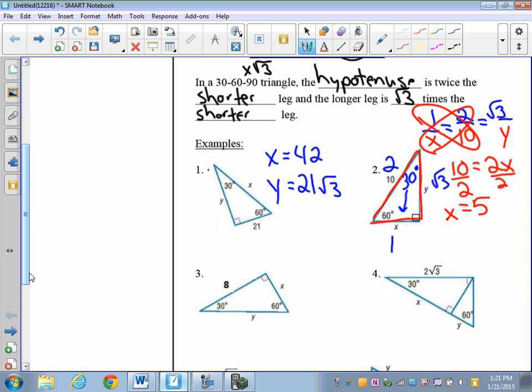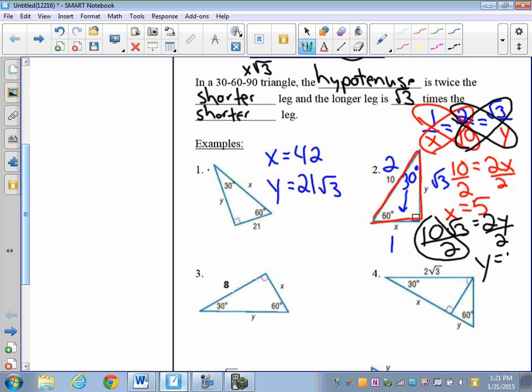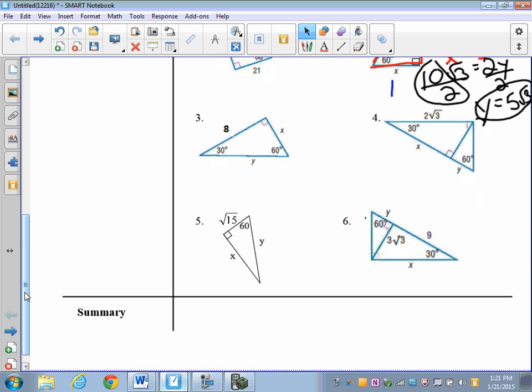10 square root of 3 is equal to 2y divided by 2. This might be a little bit tricky, but we divide the numbers outside the square root, so we get y. 10 divided by 2 is 5 times the square root of 3. So these problems are very simple whenever you use that same strategy over and over and over again.